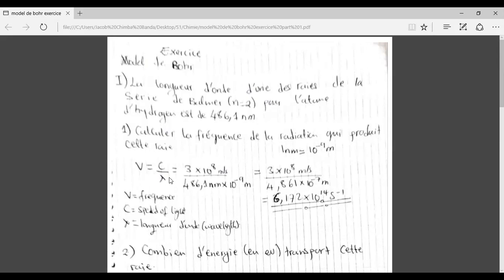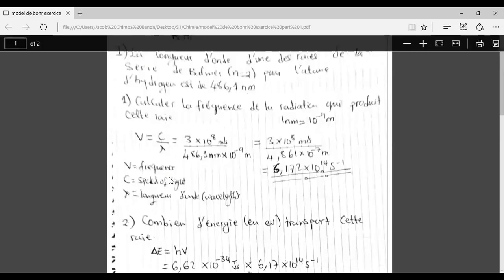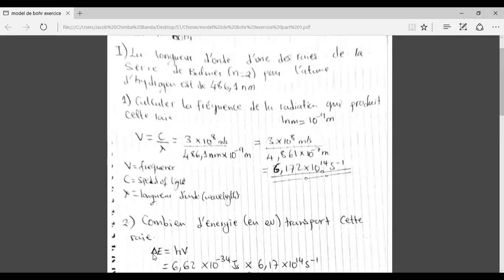So you have found your frequency. Now they ask you, combien d'énergie transporte ce rayon? So this energy must be in electron volts. The question is, how much energy does this ray transport? Like for it to move from one point to another, what energy transports this ray?